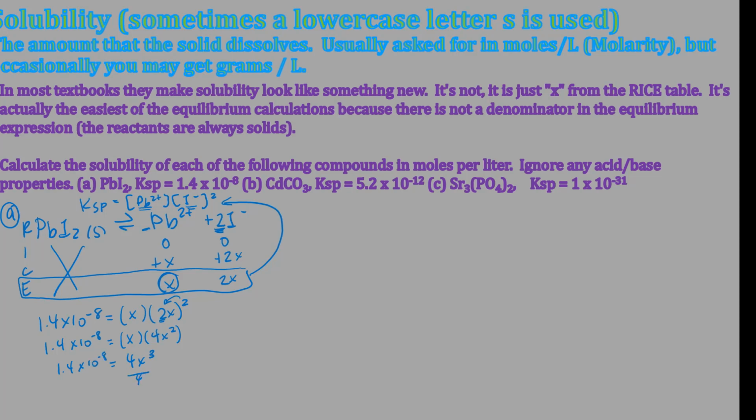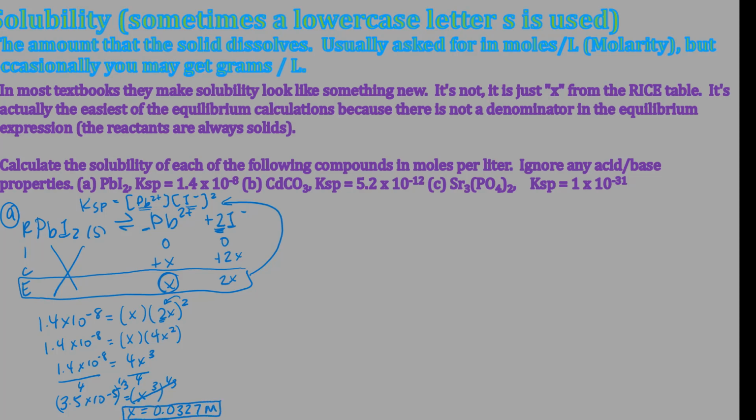So divide both by 4. And I end up getting 3.5 times 10 to the negative 9, and that's equal to x cubed. And then to undo a cubed root, instead of going through the menus in your calculator, I just raise it to the 1/3, so it'll cancel out that 3. And my x value ends up being 0.0327. Okay, so that's my solubility.